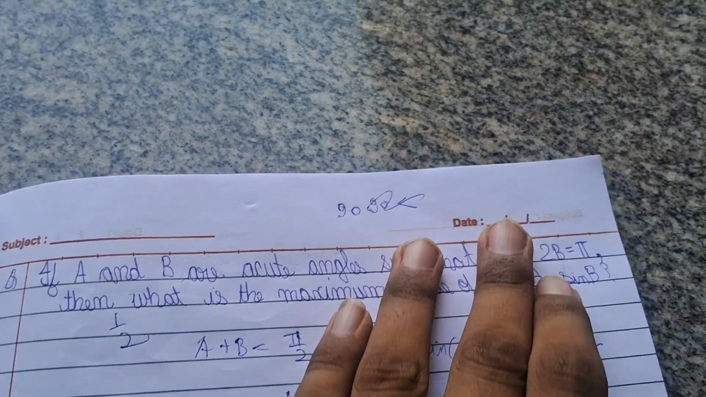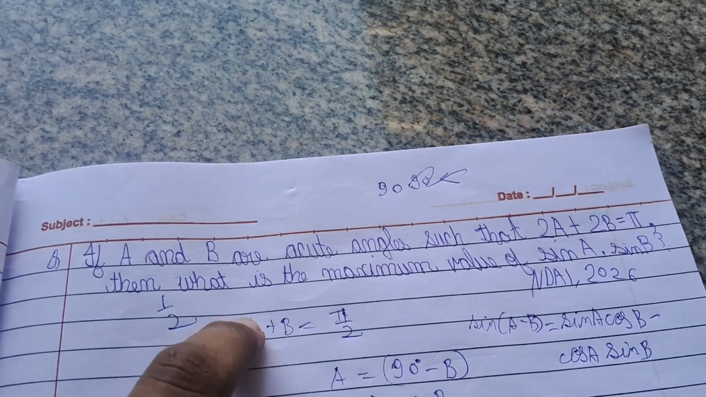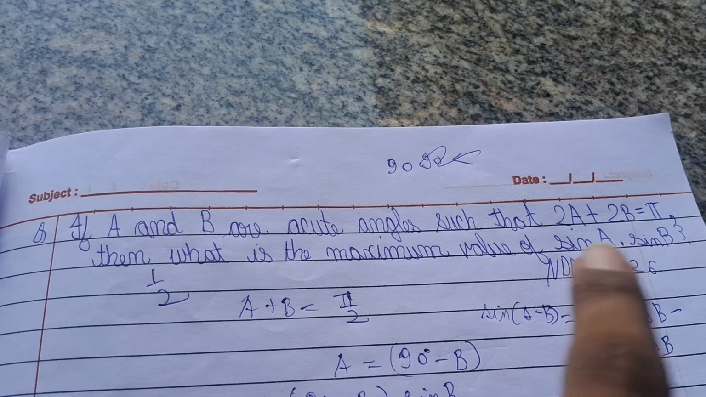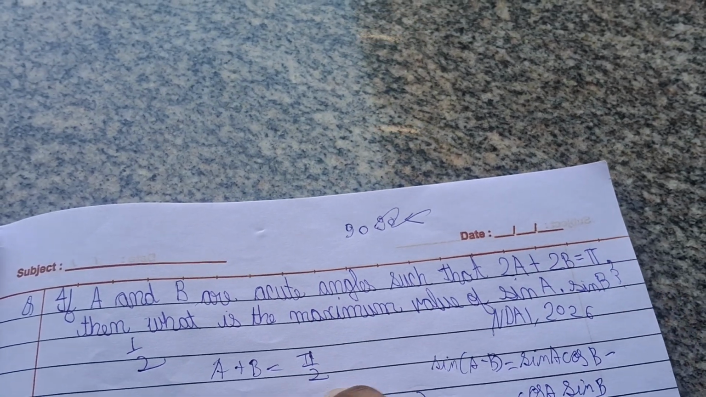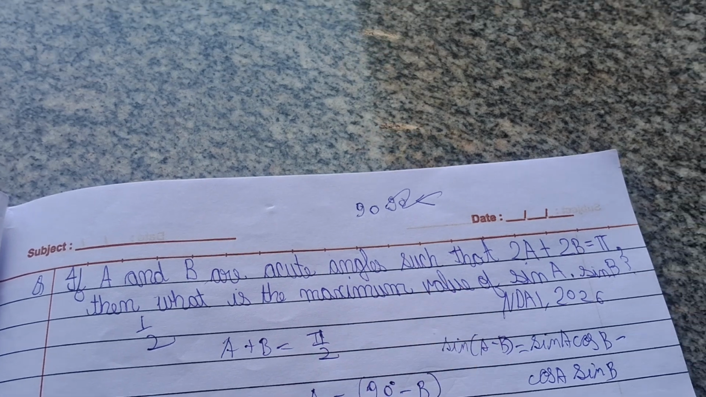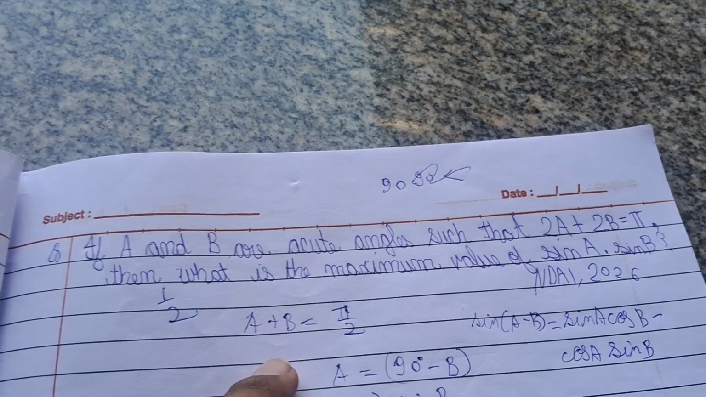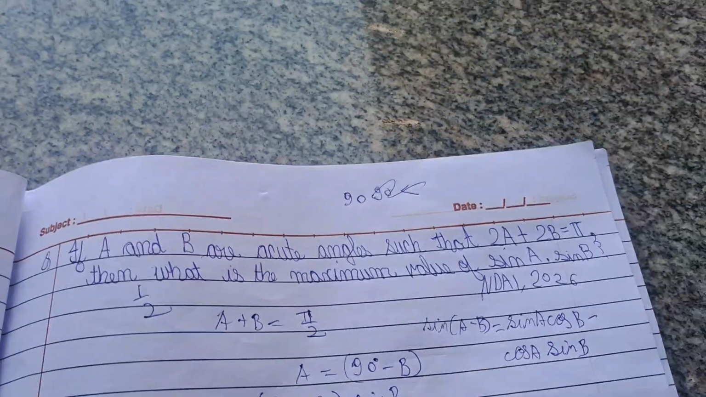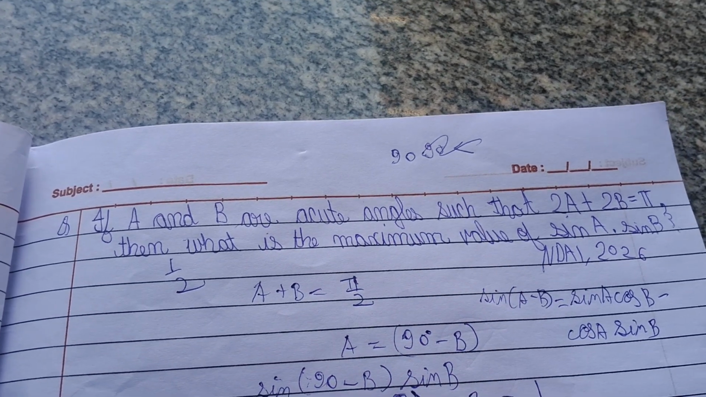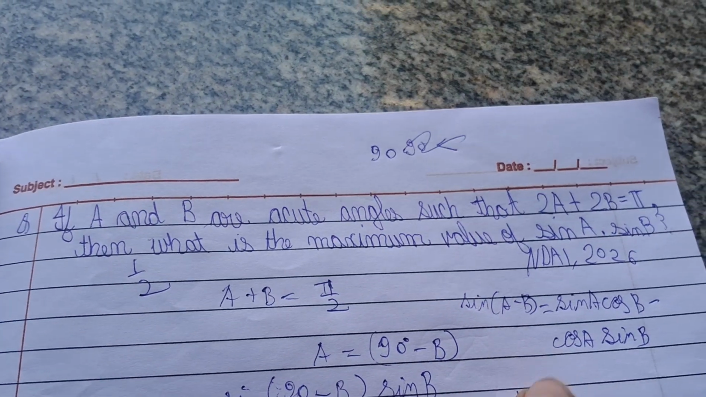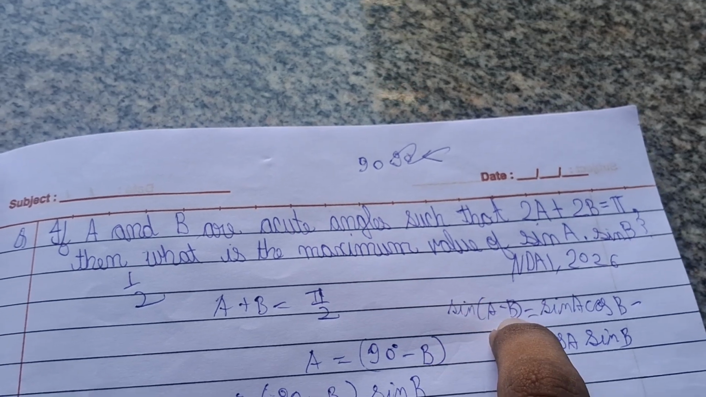So first of all we will take 2 common, then it becomes A plus B is equal to pi by 2, as the 2 goes to the right side of the equation and divides pi. Pi by 2 means 90 degrees, so we will put 90 degrees here. From this equation, if we take B to the right side, it becomes A is equal to 90 degrees minus B.